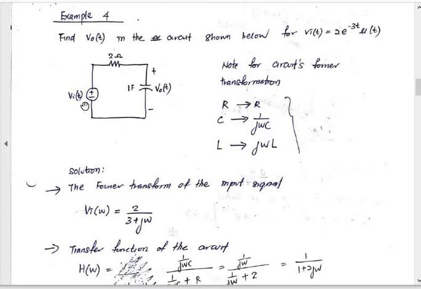What I mean here is, let's look here. If you have the R, you transform to the frequency domain, it's still R. And a capacitor, you transform to the frequency domain, is 1 over j omega C. For the inductor, it is j omega L. So this is what we call a transform to the frequency domain.